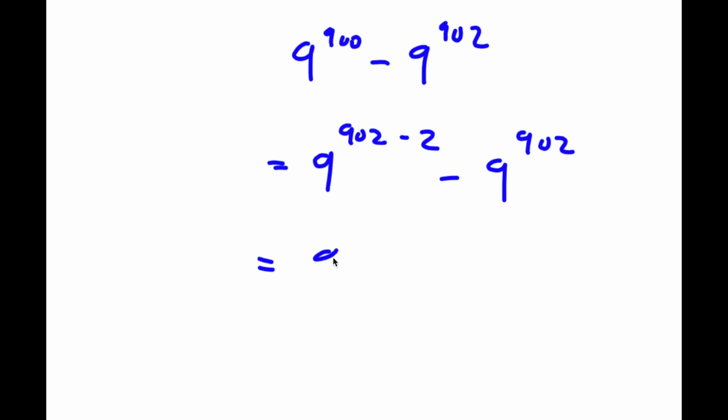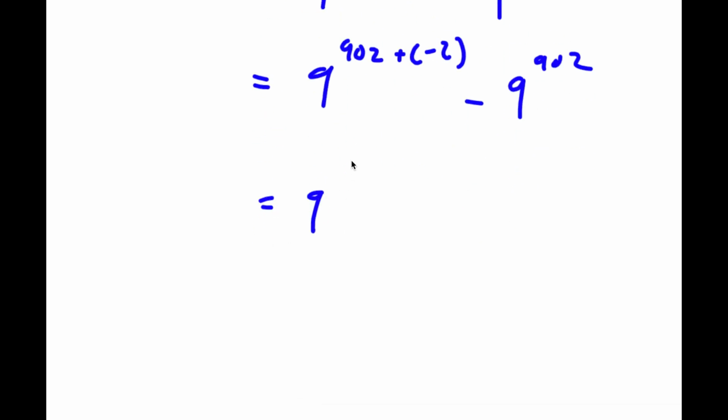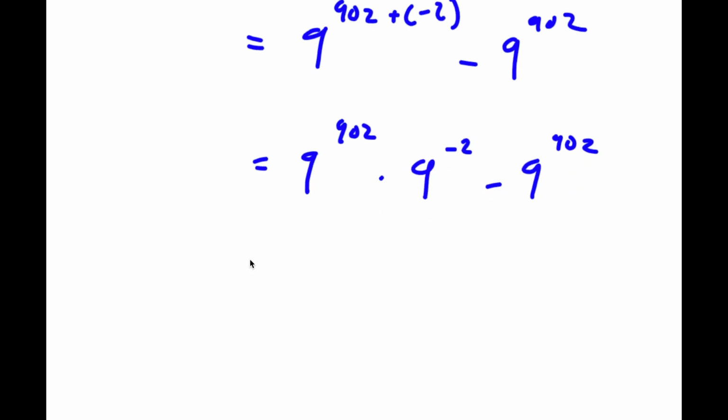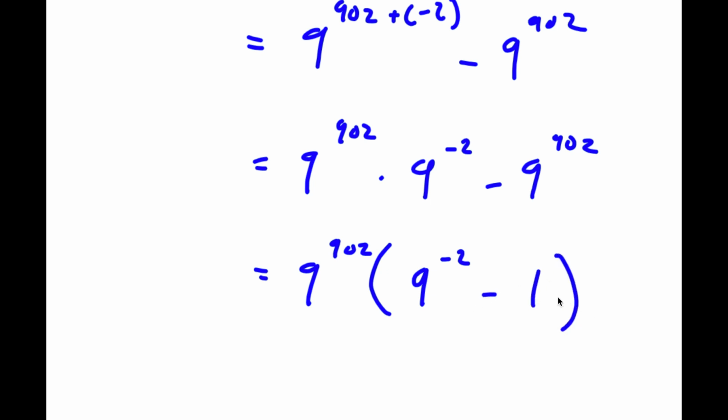Now I'm going to rewrite this as 9 to the power of 902 plus negative 2 minus 9 to the power of 902. So now this is equal to 9 to the power of 902 times 9 to the power of negative 2 minus 9 to the power of 902. Now if I factor out 9 to the power of 902, I get 9 to the power of 902 times 9 to the power of negative 2 minus 1.